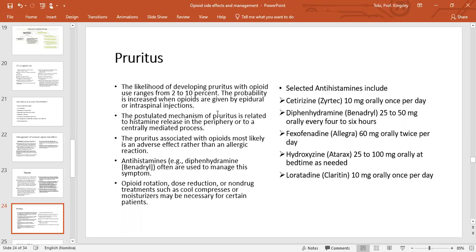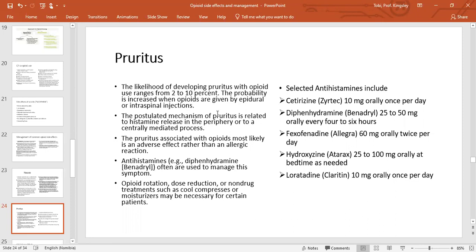And the common agents that are used for this are the antihistamines, the diphenhydramine, the pyridine group, all right, are used to manage this patient. Another way to take care of this side effect is to do an opioid reduction in dose, and you can actually do non-drug treatments such as cool compressions and moisturizers, especially for patients who have serious, non-responsive pruritus.